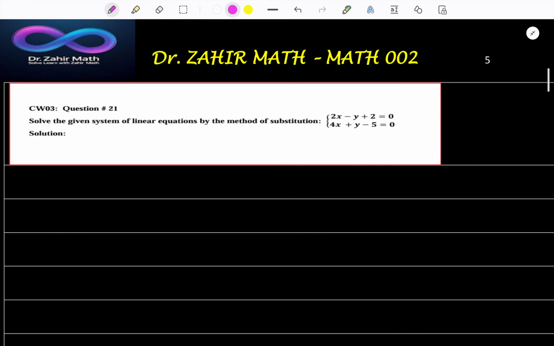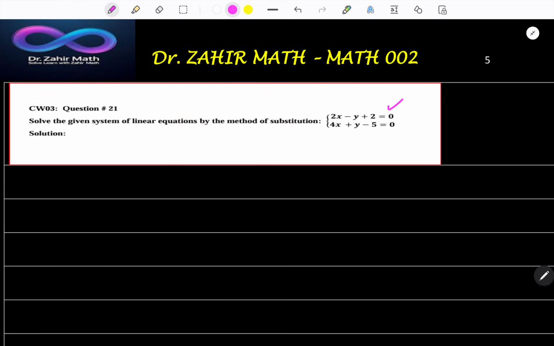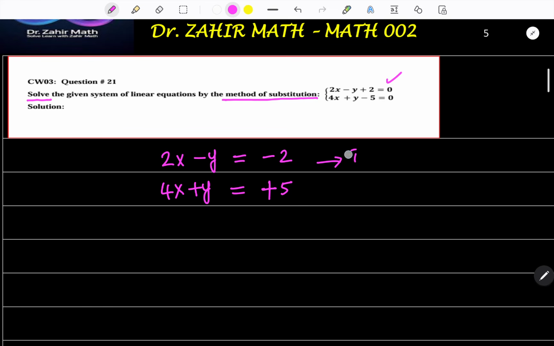It has given the substitution method. So what is the substitution method given? 2x minus y plus 2 equals 0. So for 2x minus y, always take the constant to the other side every time. And then 4x plus y equals negative 5, which goes that side as positive 5. So what is the question? The question is solve, by which method? Method of substitution, right? So step number 1, I'm going to call these equation 1 and 2.